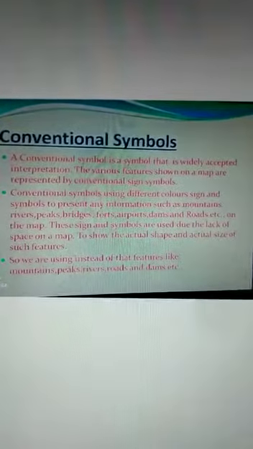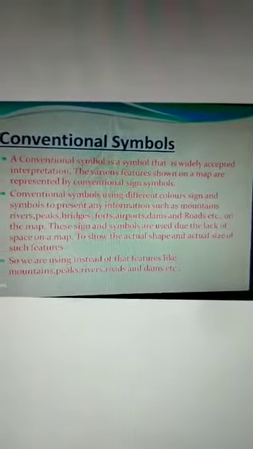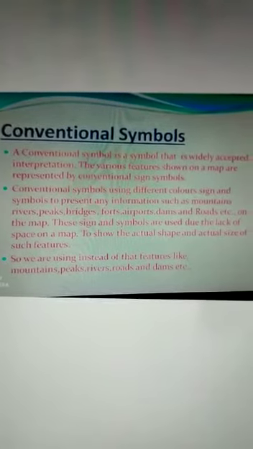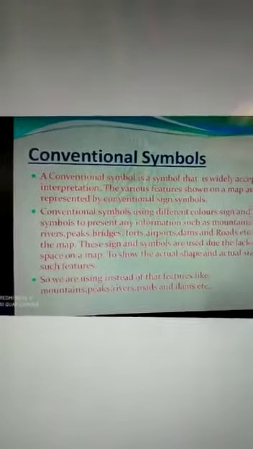These signs and symbols are used due to the lack of space on a map to show the actual shape and actual size of such features. So, we use symbols instead of the features like mountains, peaks, rivers, roads and dams, etc. There are three types of symbols: point symbol, line symbol and area symbol.